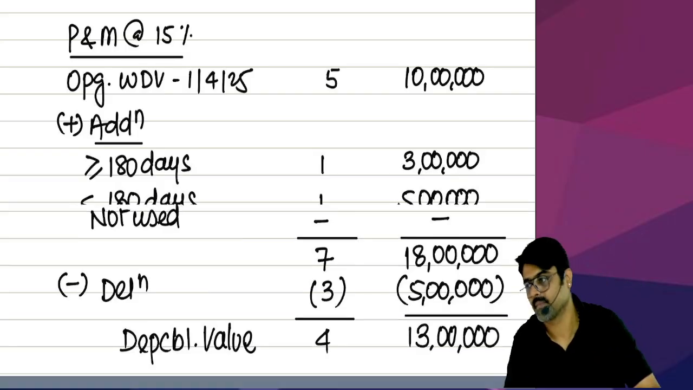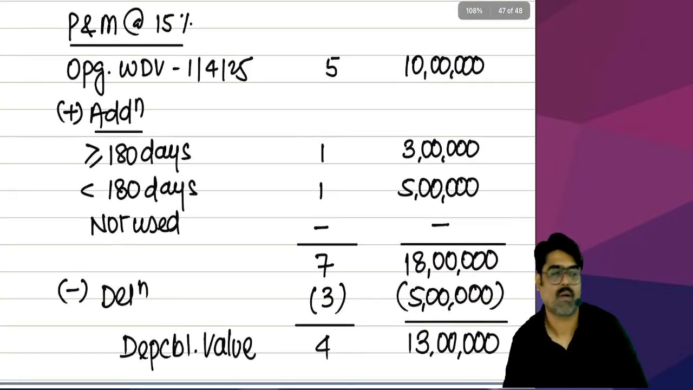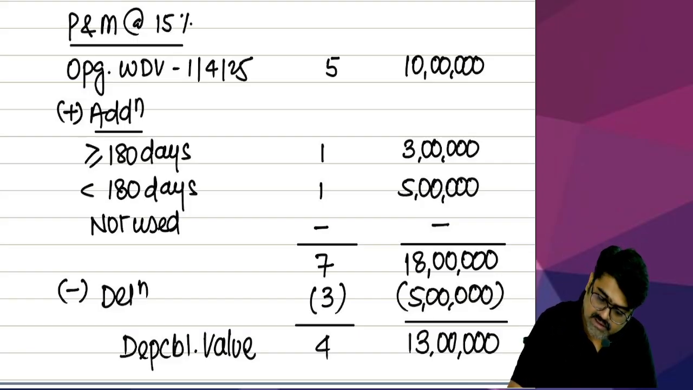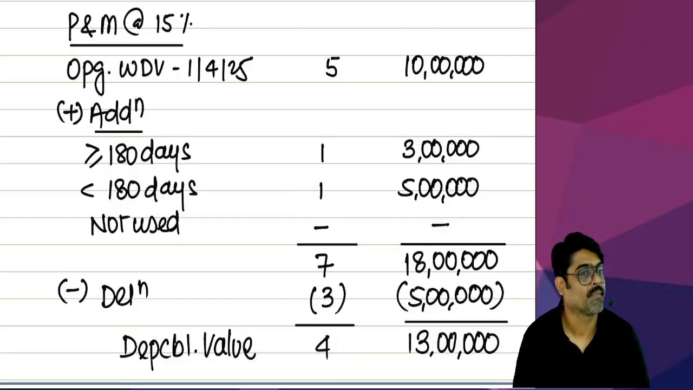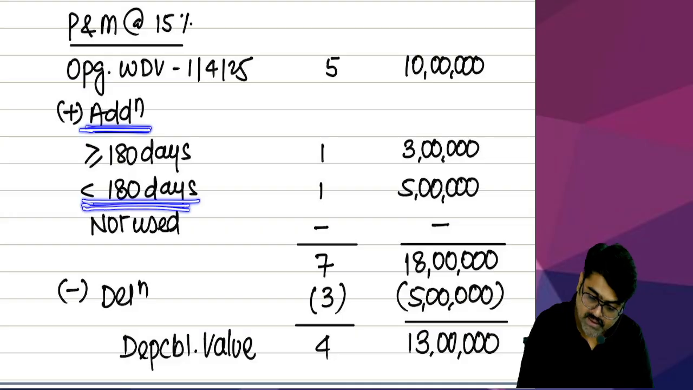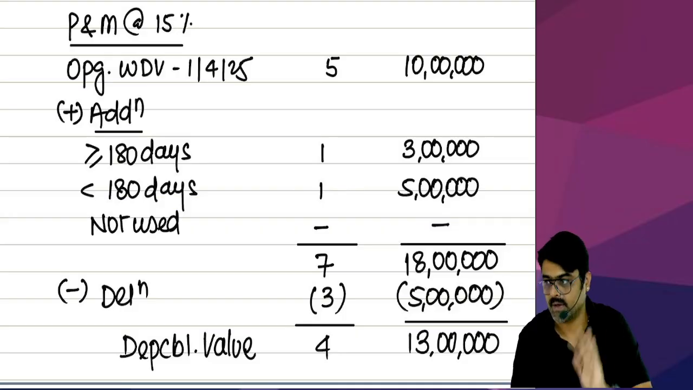Done, sir? Calculate the depreciation. Calculate the depreciation assuming that this asset is still there at the end of the year. So first assumption, assume that the asset which you have acquired in this year and put to use for less than 180 days, this asset is still there with you in the end. Assume that and calculate the depreciation.